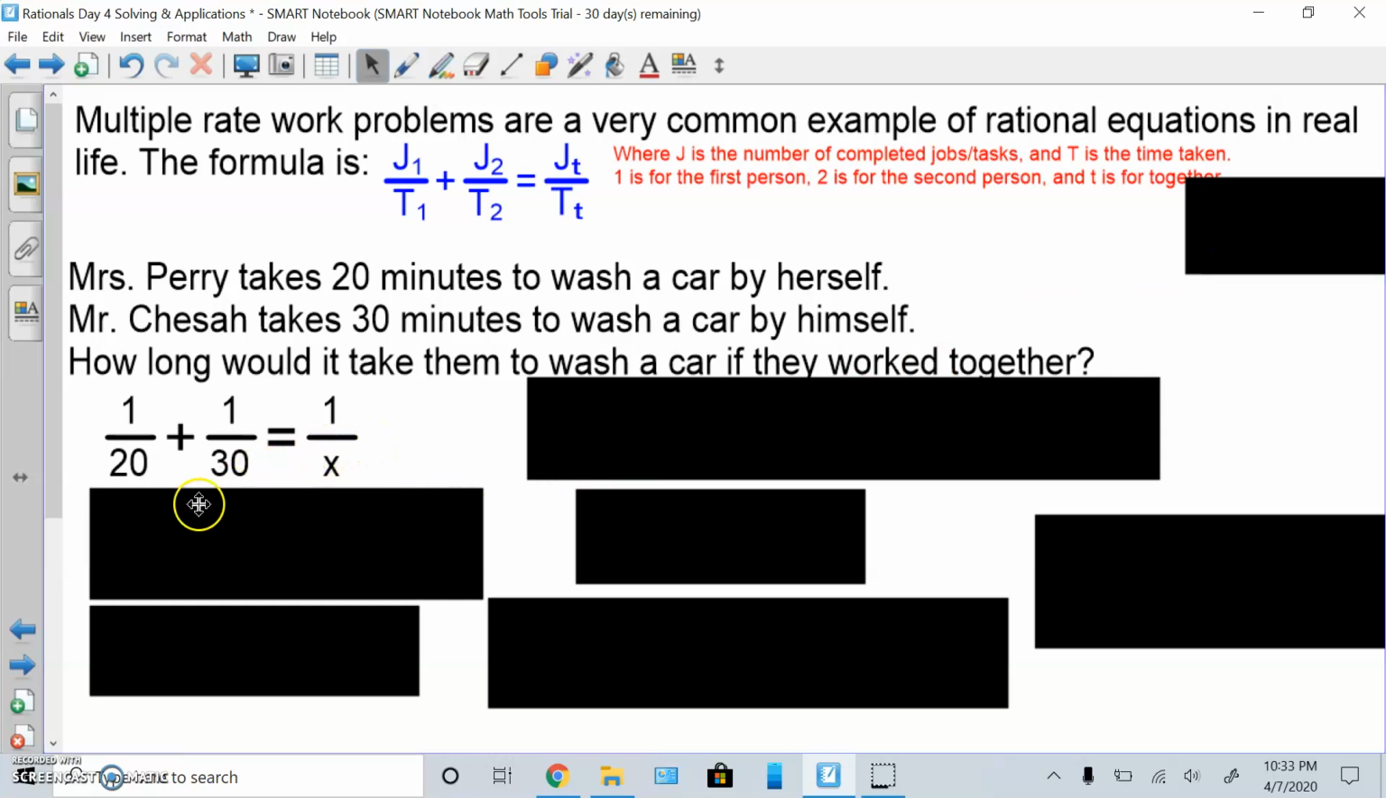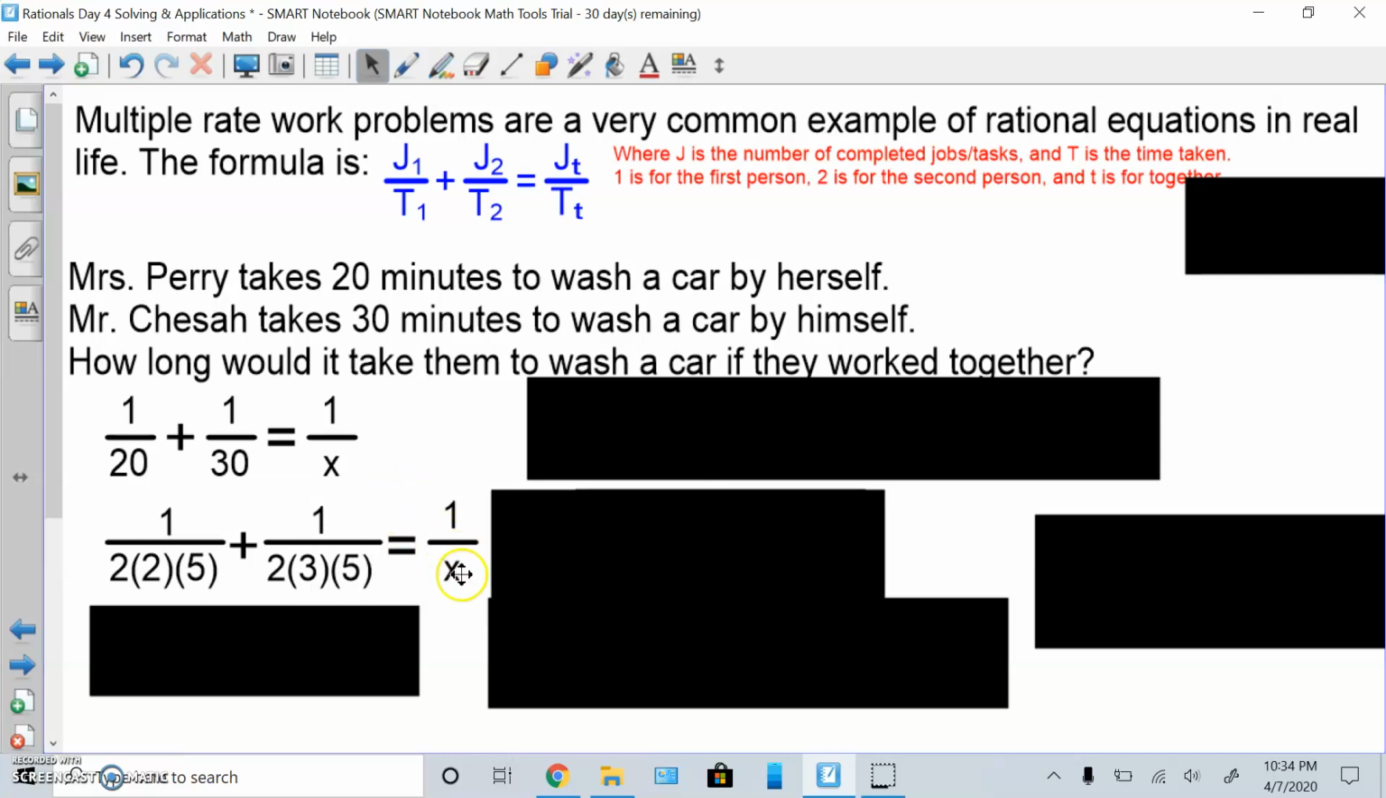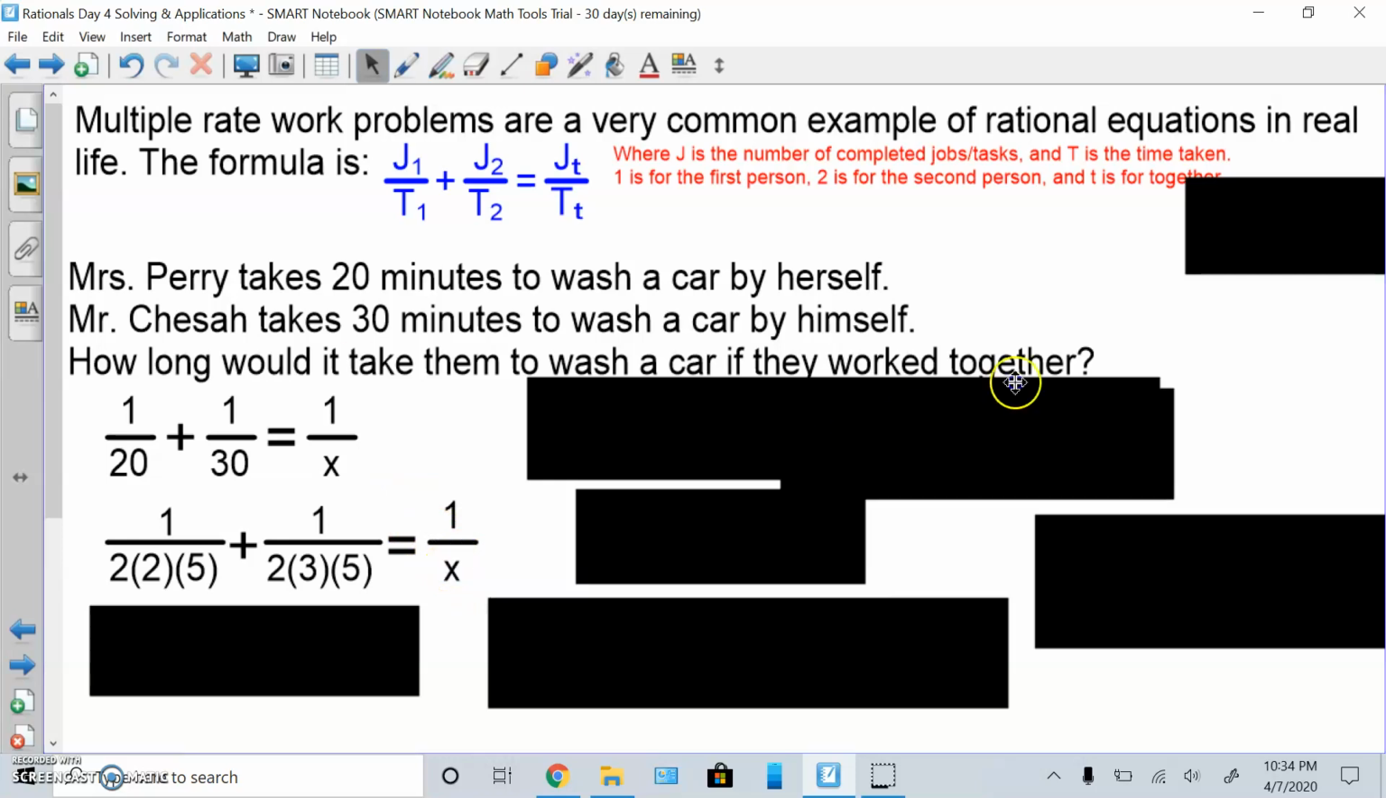So for step 1, factor the bottoms. This is 20, a single number. You break it down, tree branch. So 20 is 2 times 10, 10 is 2 times 5. So that's still 20, 2 times 2 times 5. 30 is a single term, so you break it down, tree branch. 30 is 2 times 15. 15 is really 3 times 5. And then the last side, right side, that doesn't change because you can't factor it.